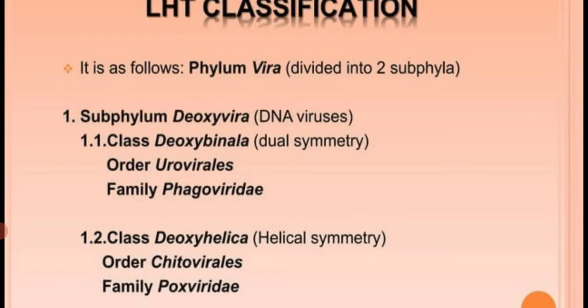Second class, that is Deoxyhelica, and DNA containing helical capsid symmetry viruses are put into this class. It has one order, that is Chitovirales, family Poxviridae.